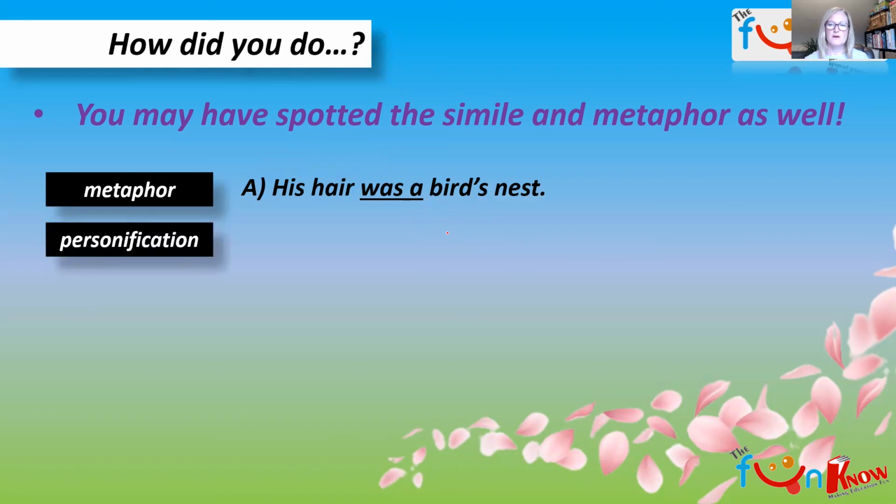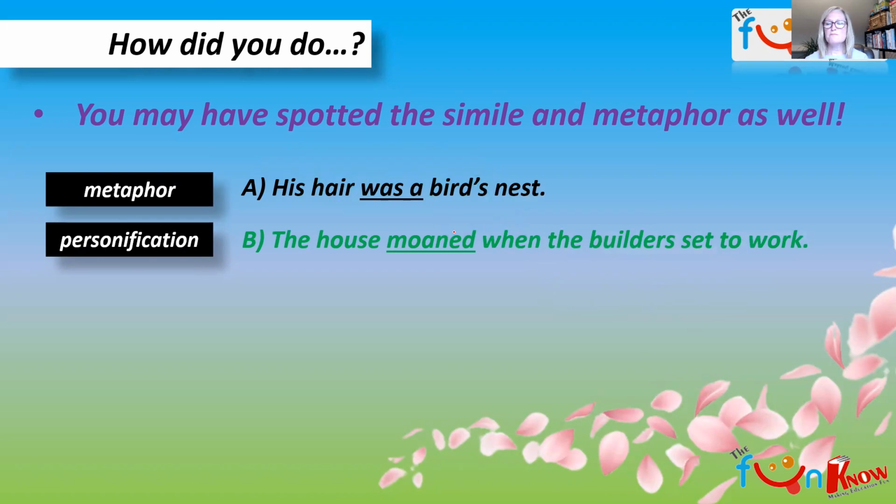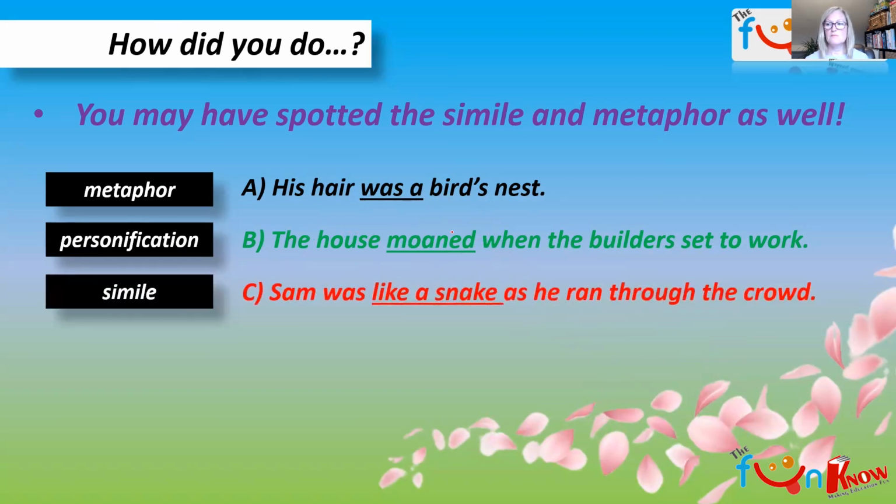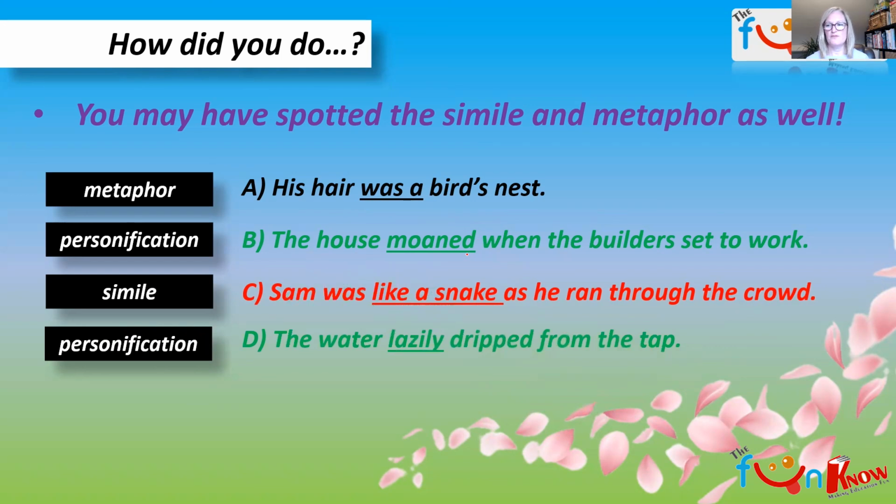Personification was B. The house moaned as the wind wrapped itself around it. Do houses moan? No, they don't. C was a simile. Sam was like a snake as he ran through the crowd. And D was personification. So well done if you got those. The water lazily dripped from the tap. Can water be lazy? No, so we know it's personification.